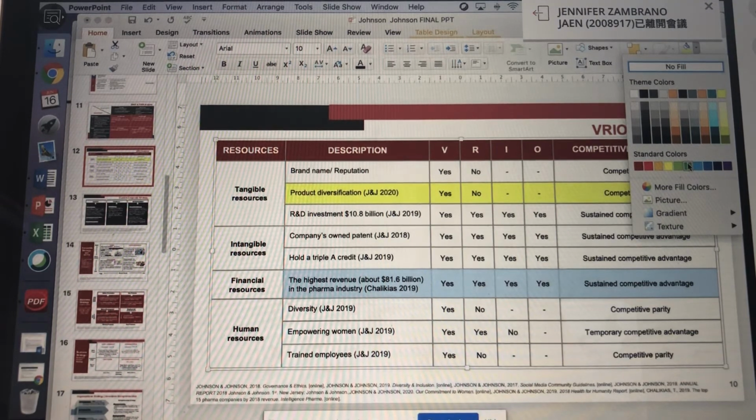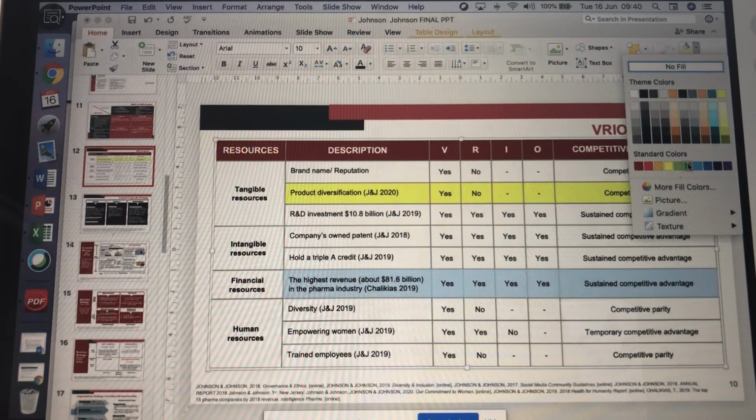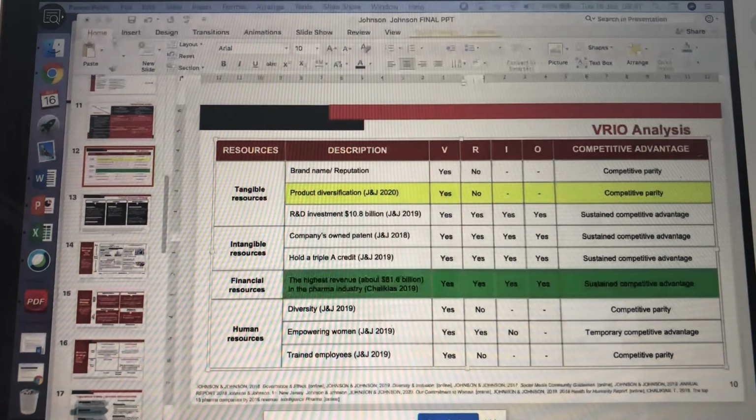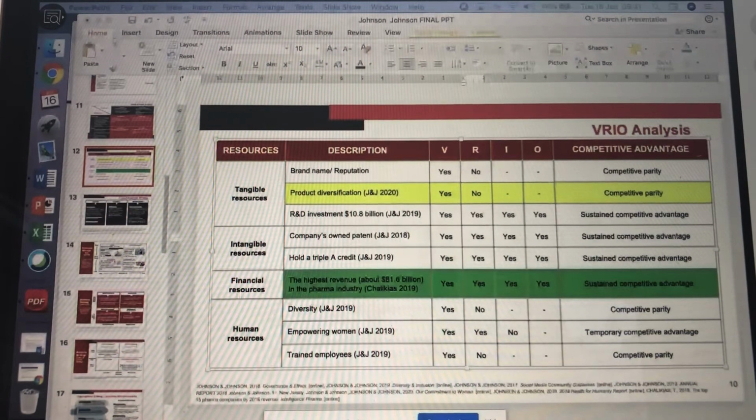So once you have done your VRIO analysis, you can see the item, your strengths and your weaknesses here. You need to analyze that. You analyze using all four criteria to come to a conclusion on whether this is sustainable, temporary, or in parity, or sometimes maybe even a disadvantage.